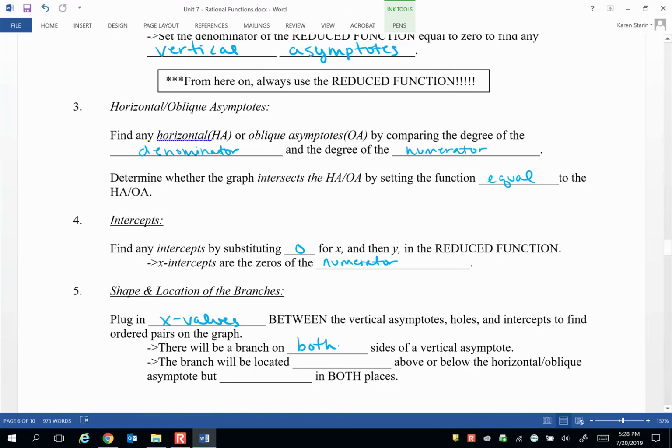And the branch will be located either above or below the horizontal or oblique asymptote, but it will never be in both places. So either above or below the horizontal or oblique asymptote, but never in both places. Why? Because it wouldn't be a function.